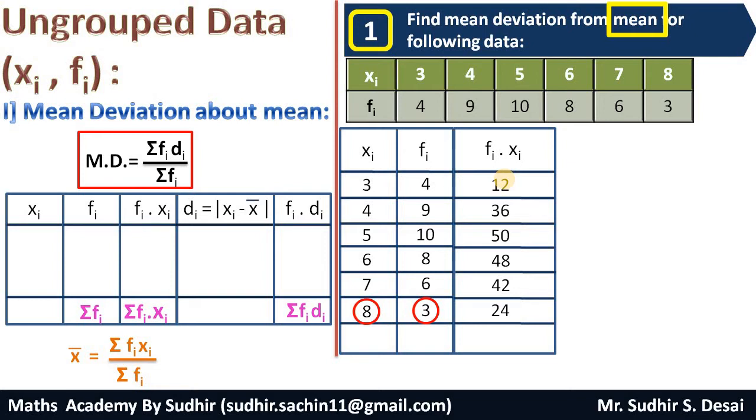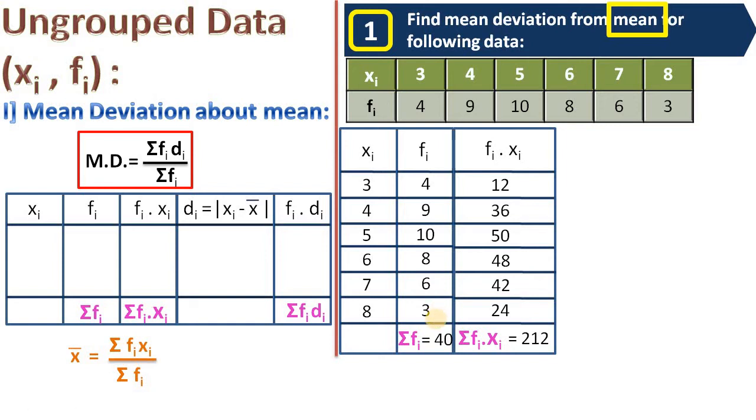Now find the addition of this last column, fi xi. The summation of fi xi is obtained by adding each entry. So 12 plus 36 plus 50 plus 48 plus 42 plus 24 equals 212. For these calculations you can use a calculator. Now take the addition of fi. So 4 plus 9 is 13, plus 10 is 23, plus 8 is 31, plus 6 is 37, plus 3 is 40. So this is the summation of fi.